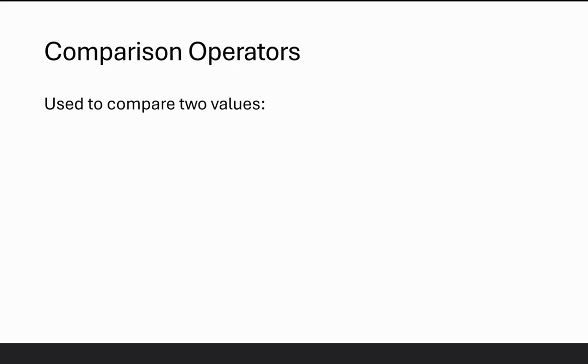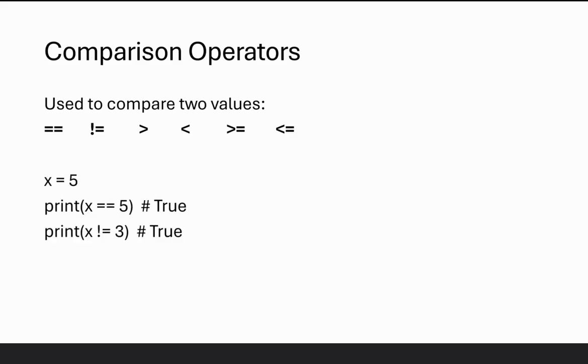And then comparison operators, which are used for comparing two values. The comparison operators are equal to, not equal to, greater than, less than, greater than or equal to, less than or equal to, etc. An example is if I am assigning a value to x and comparing whether x is equal to 5, then if it is true, it will return a boolean value True. So if the condition is true, it will return True, otherwise it will return False.